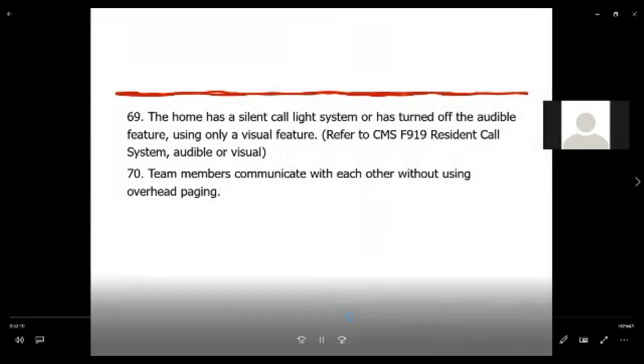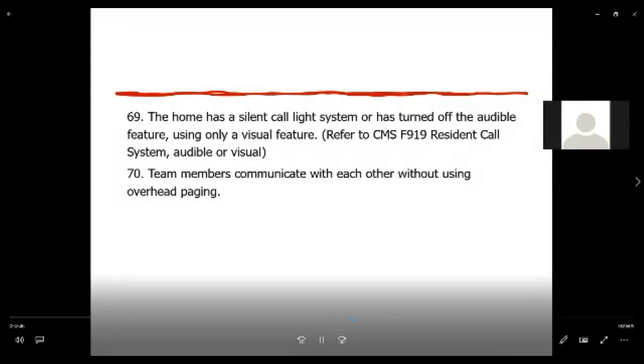So another artifact would be the home has a silent call light system, or you've turned off the audible feature of your call light system. I'm so happy to tell you that it's always been in the regs and it remains in the regs, and you can double check me because you're probably going to want to, that you can have audible or visual call light. And it just saddens me. It's too bad we never just chose as a whole field to go with the visual only. We would have had a lot less noise.